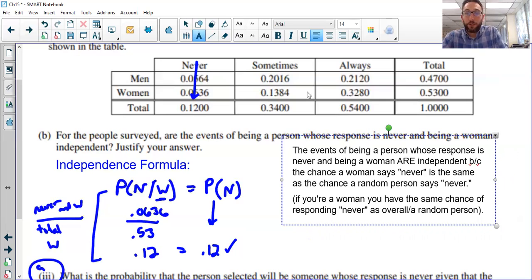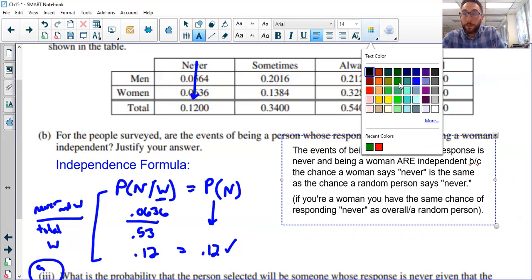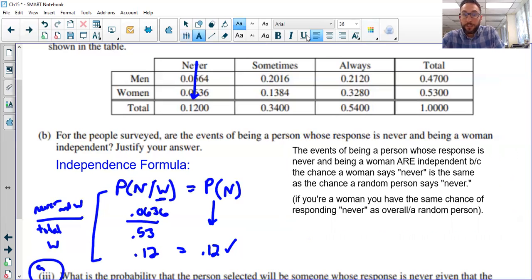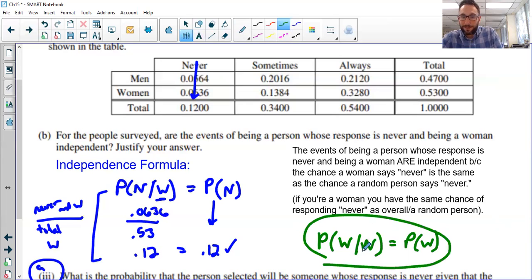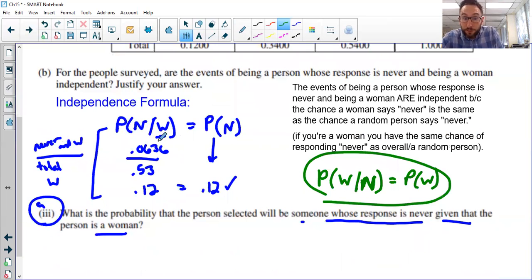Now, last little side note here: it would be mathematically correct to look at the probability someone's a woman given they said never. I could then compare that to the probability of woman. So this, well, woman given never, that N looked like a W. This would also work.